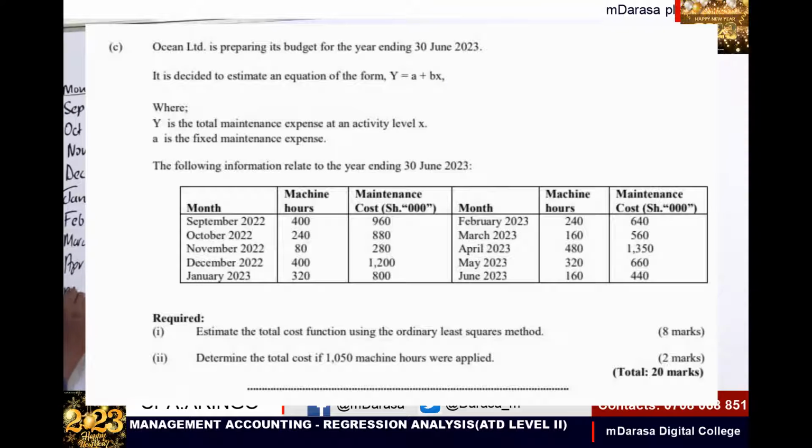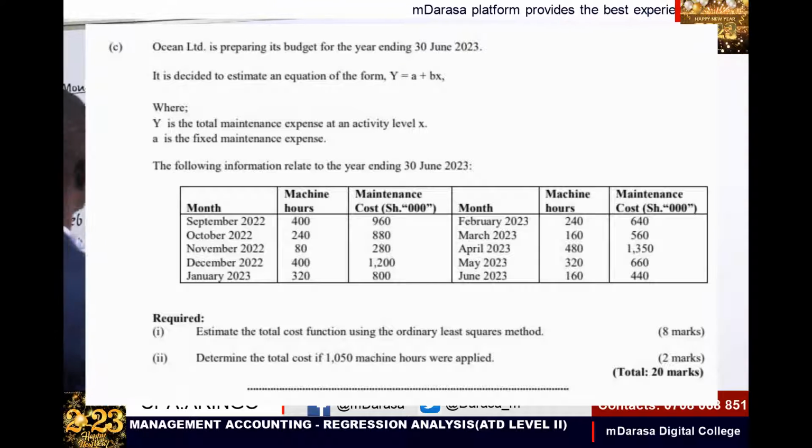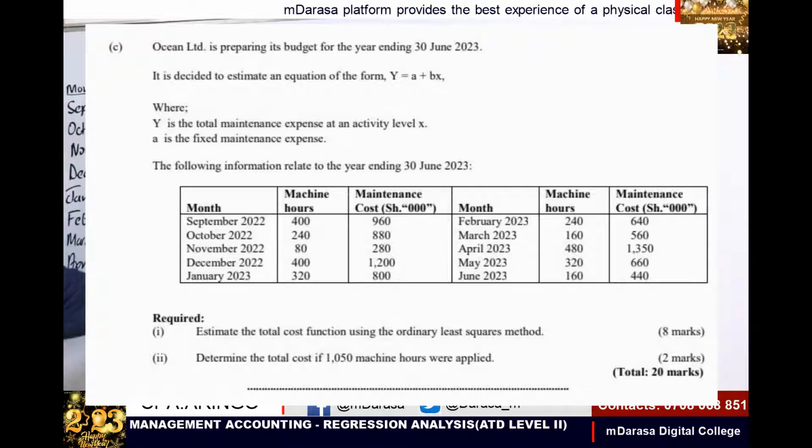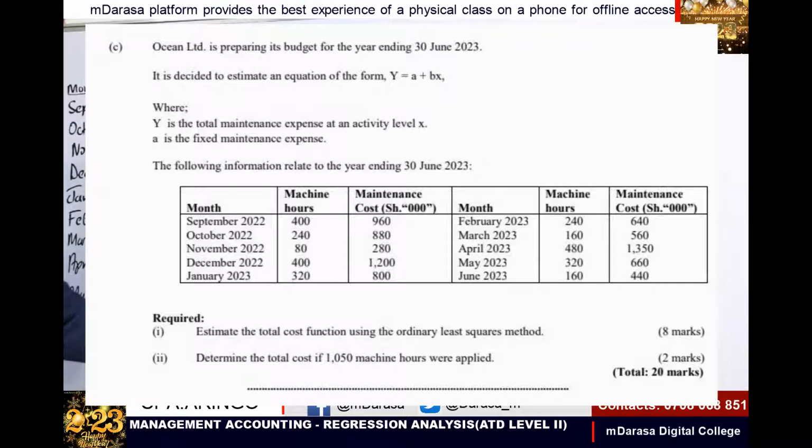We're having May 23 and you're having June 23. So basically this is what you're given. We start with the values of machine hours, which we've already said will be our X. Machine hours: 400, 240, 80, 400, 320, 240, 160, 480, 320, and 160.